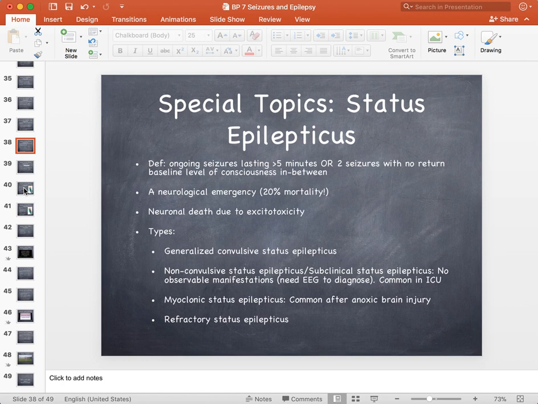It's up to 20% mortality. Okay? You essentially can end up with neuronal death due to excitotoxicity, so brain damage, right? So people that are seizing for days and we maybe miss it because they are in the ICU or intubated and it's not known, they don't have as good an outcome. They really don't. There are a couple of different types.